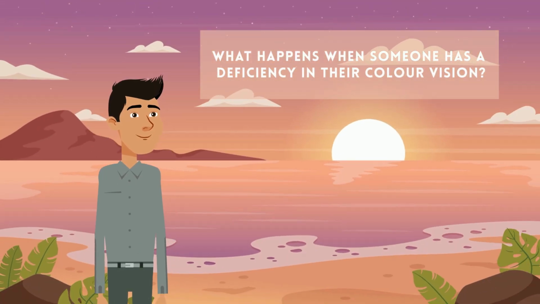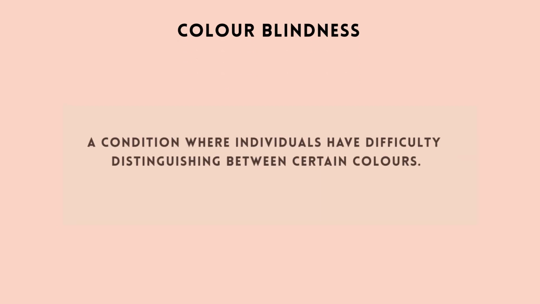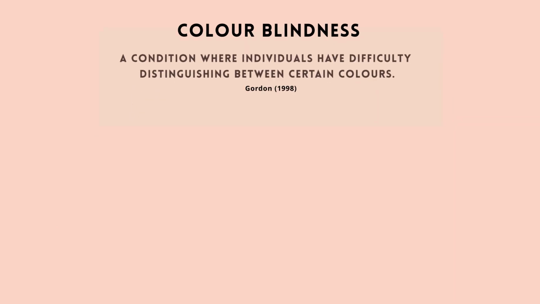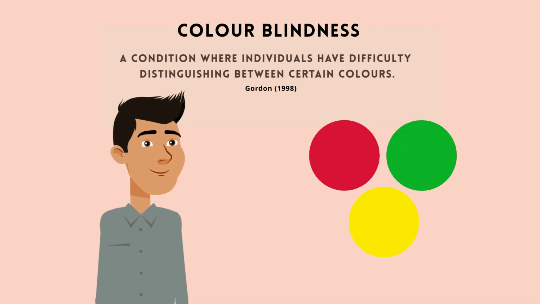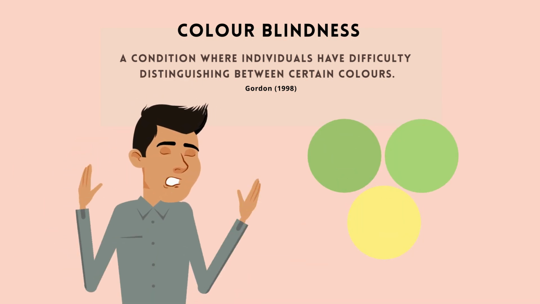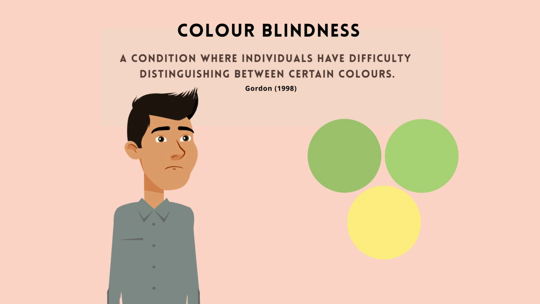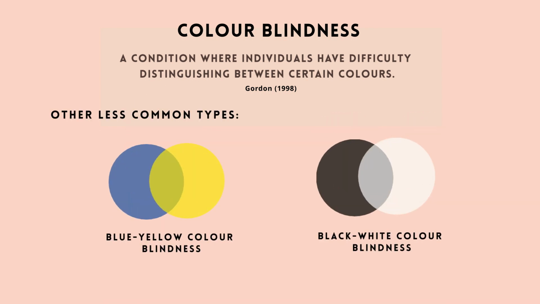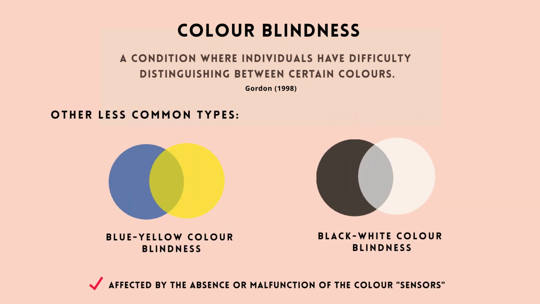But what happens when someone has a deficiency in their color vision? Generally, it is known as color blindness. It is a condition where individuals have difficulty distinguishing between certain colors. For example, the most common type, red-green color blindness, may have difficulty telling the difference between red and green. All the other less common types are affected by the absence or malfunction of the color sensors.